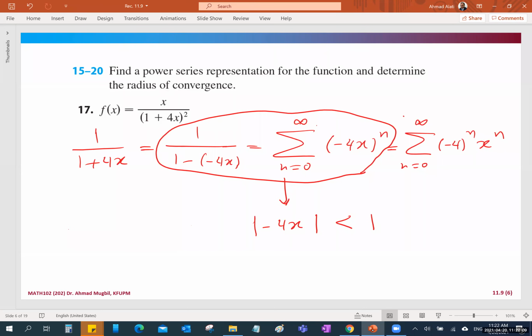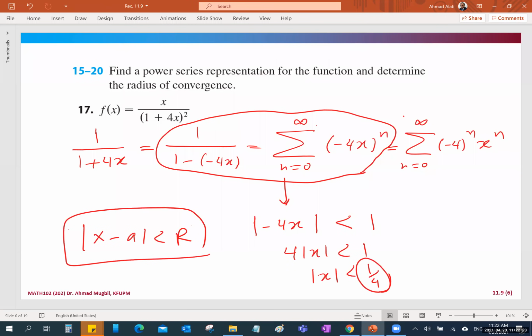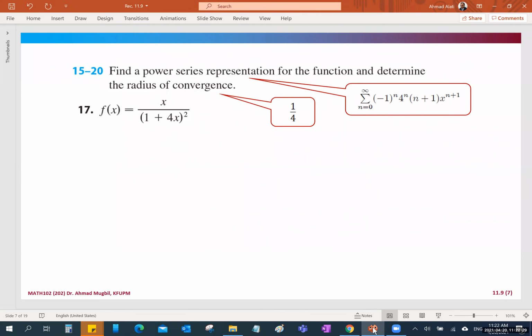So this is our condition. Now this is 4: the absolute value of x is less than 1 over 4. So what is the radius of convergence? 1 over 4. This one is the radius of convergence. Remember the standard formula: the condition is this. So in our case, a is 0 and the radius of convergence is 1 over 4. You are totally right.